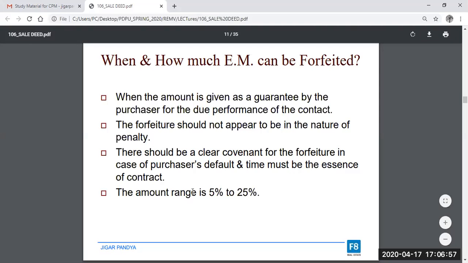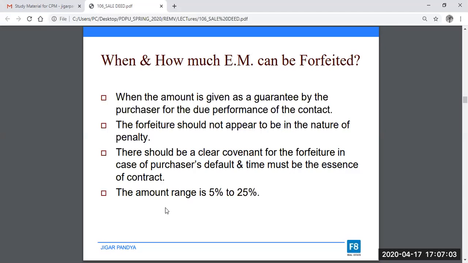But you could mention that as a clause in the agreement of sale, that if there is a default or if this deal does not go through, so much percentage of EMD would be forfeited. And again, that depends on the time, as to if the deal is not going through in 4 months or 2 months or 1 week. The longer the time, the more is the amount that is forfeited usually.